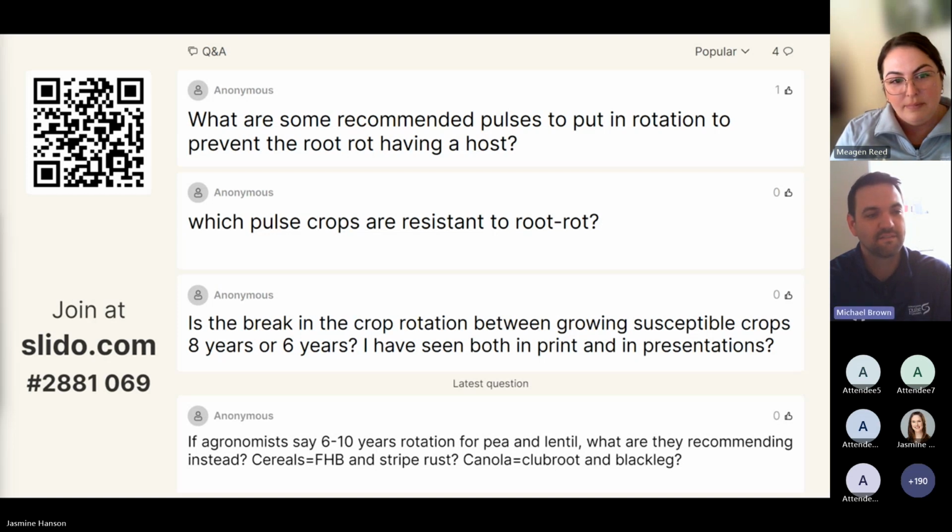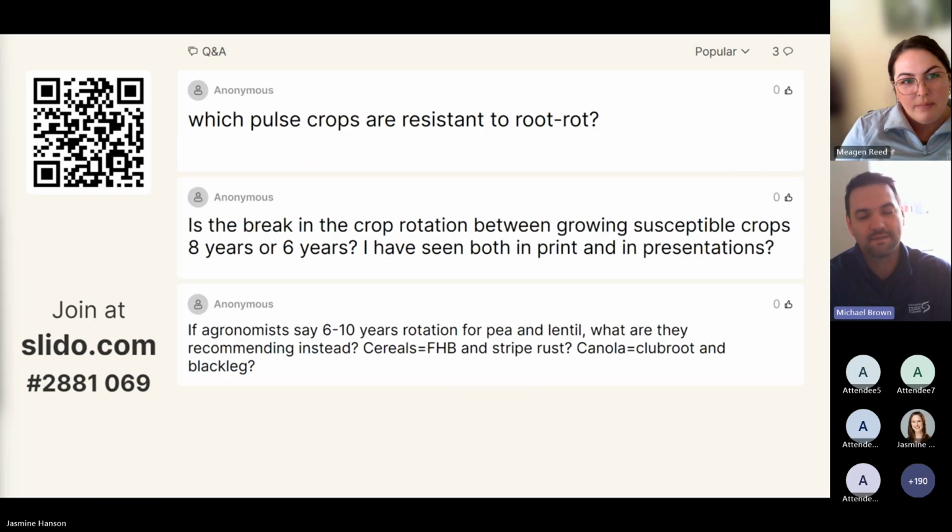Which pulse crops are resistant to root rot? Soybean has other root rots outside of Aphanomyces, right? So there's no pulse that's really resistant to all root rots. It's just that Aphanomyces is our big one that we want to consider, the susceptibility of those other pulse crops.